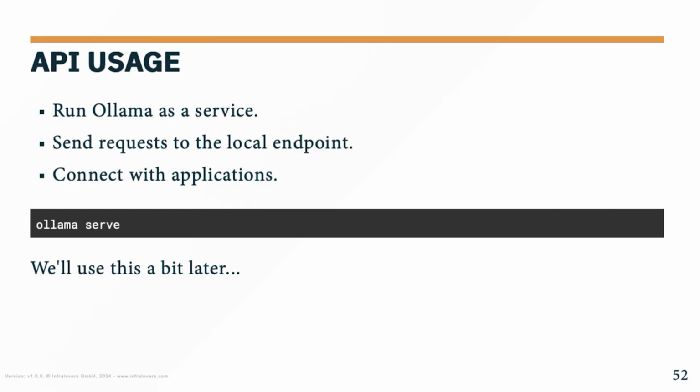We could also use Ollama in our own applications, as I've explained earlier. So we could run Ollama as a service using the ollama serve command, which will start the specified or the default defined model and provide a local API endpoint, which we can then use to send our requests to from my applications.